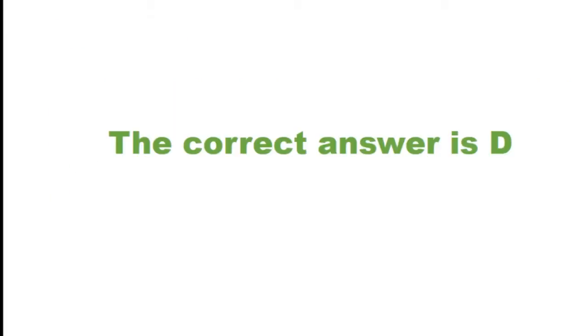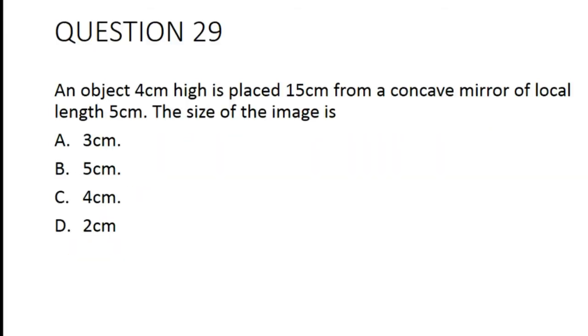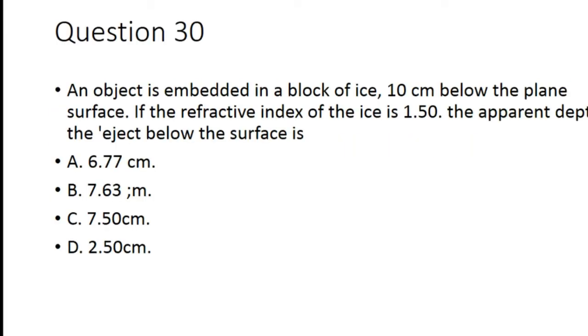Question 29. An object 4 cm high is placed 15 cm from a concave mirror of focal length 5 cm. The size of the image is A. 3 cm, B. 5 cm, C. 4 cm, D. 2 cm. The correct option here is option D. 2 cm.